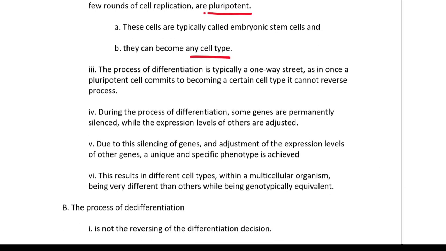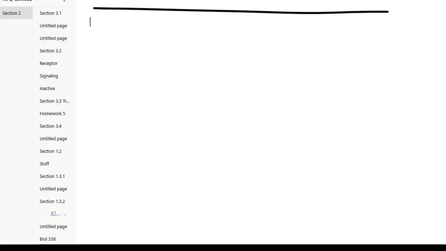During the process of differentiation, some genes are permanently silenced while the expression levels of others are adjusted. Due to the silencing of genes and adjustment of the expression levels of other genes, a unique and specific phenotype is achieved. This results in different cell types within a multicellular organism being very different than others while being genotypically equivalent, meaning that they contain the same chromosomes, all the genes are still there, but the phenotype is very different. So let's take a little bit of a closer look at this. All right, so we start out with an embryonic stem cell, right? Or embryonic stem cells.